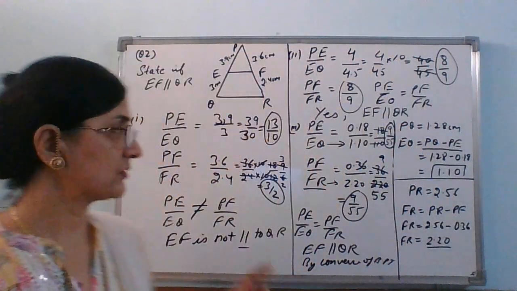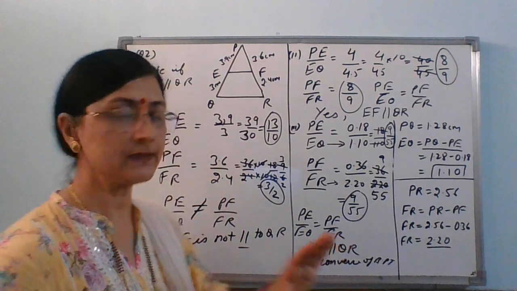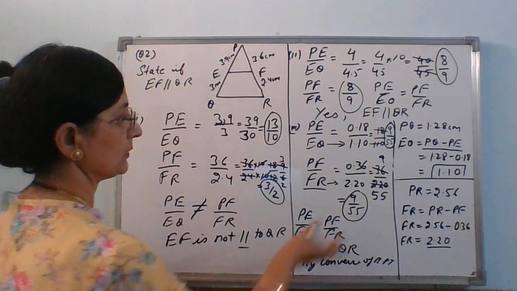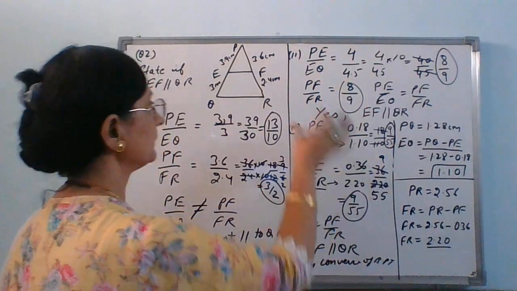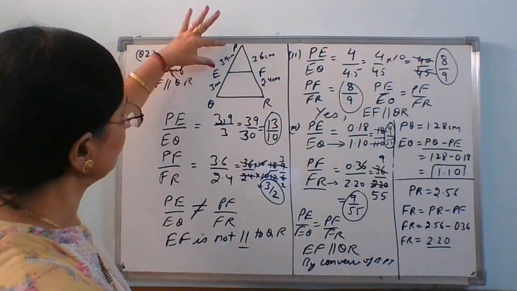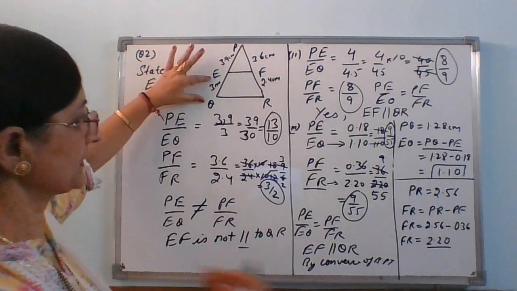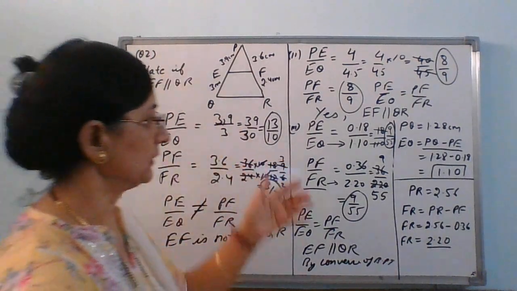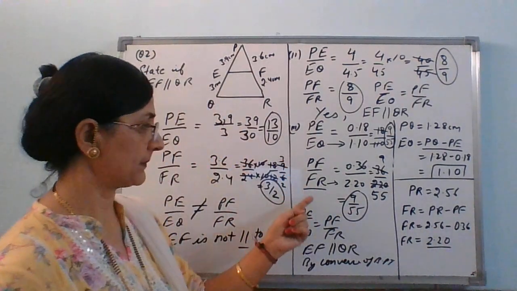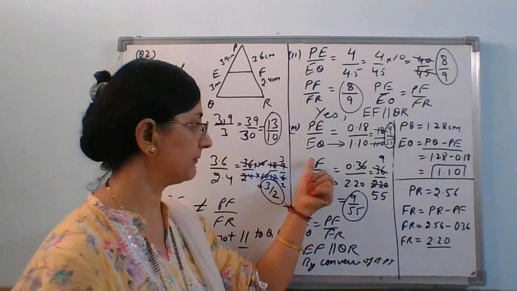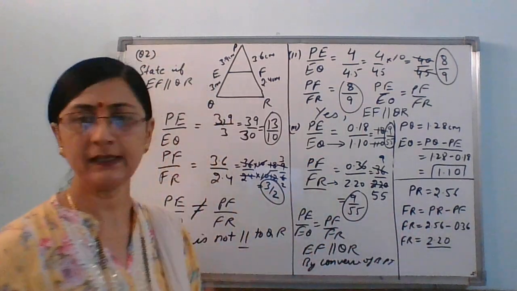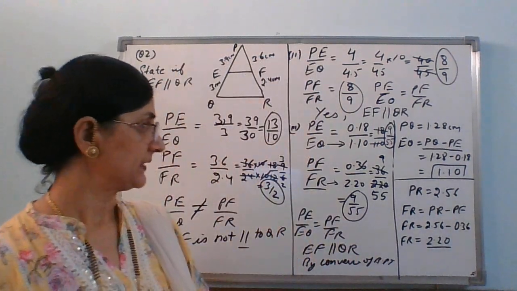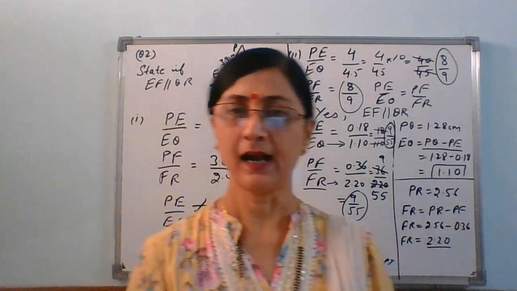So there were 3 questions. The second question has 3 parts. In the first part, the ratio was not equal, so EF was not parallel to QR. In the second, the ratio was equal. In the third one, we were not having all the values. We were having the value of PE, EQ you did not have, PQ was given. Subtract PE from PQ and you'll get EQ. Similarly, here also you did not have FR, you had PR. Subtract PF from PR, then you'll get FR, and then divide and check the ratio. If the ratios are equal, then the two sides EF and QR are parallel.